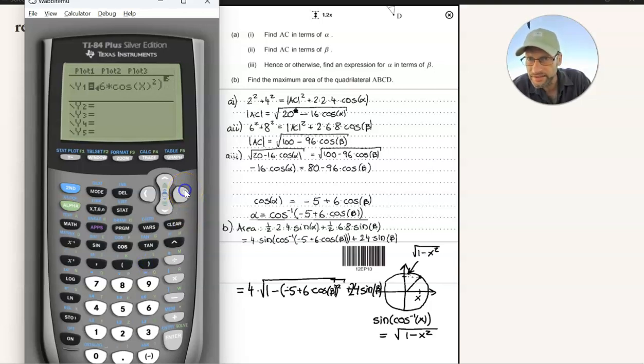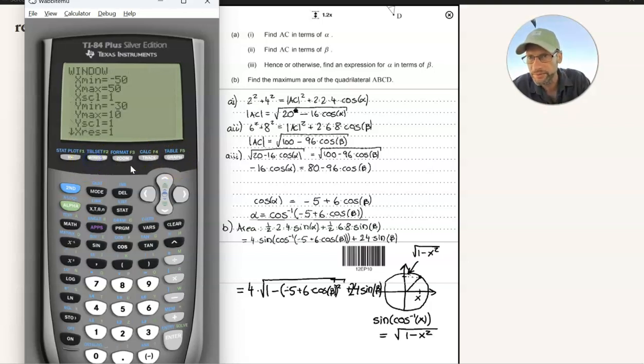That's the first and worst part of the function. Then finally you get plus 24 times sine of x. And there you go. This I need to draw the graph of.